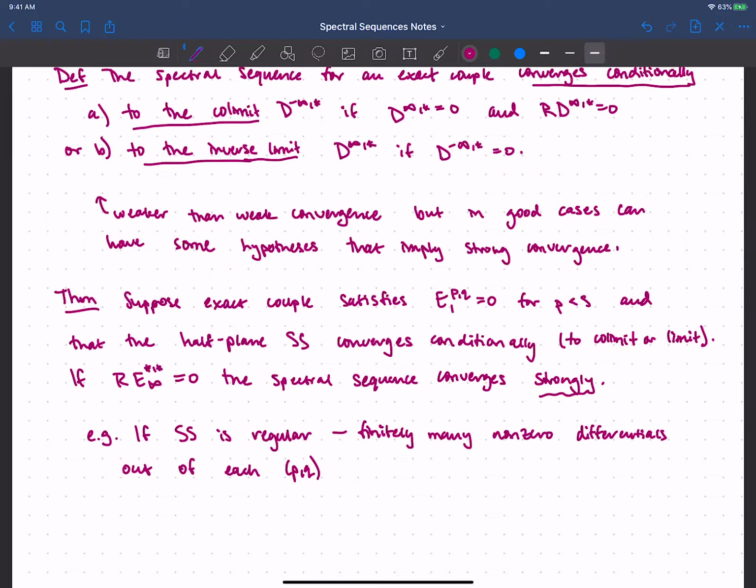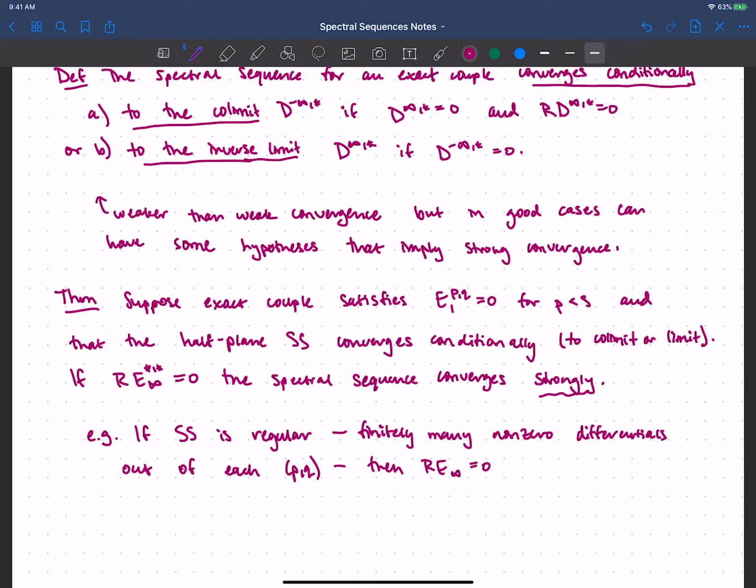If we have that situation where we're regular, so we have finitely many non-zero differentials going out of each pq spot, then this RE infinity term vanishes. And now if we had a half-plane spectral sequence with conditional convergence, either to the limit or the colimit, we would get strong convergence. Okay, so this is really how regularity is coming into play in Boardman's version.